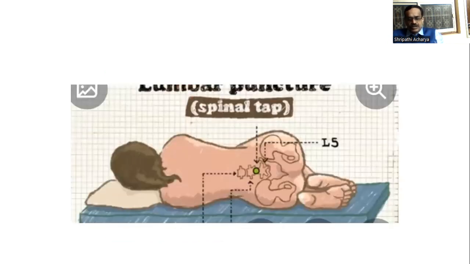The position is left lateral position. You have to make the patient lie on the side, and the thighs and head are bent towards forward so that the intervertebral space is more widened. Then the needle is passed, when anesthesia is given locally in the skin near the area.